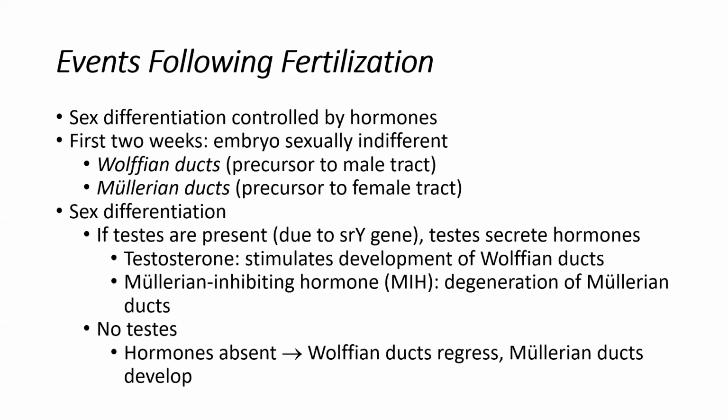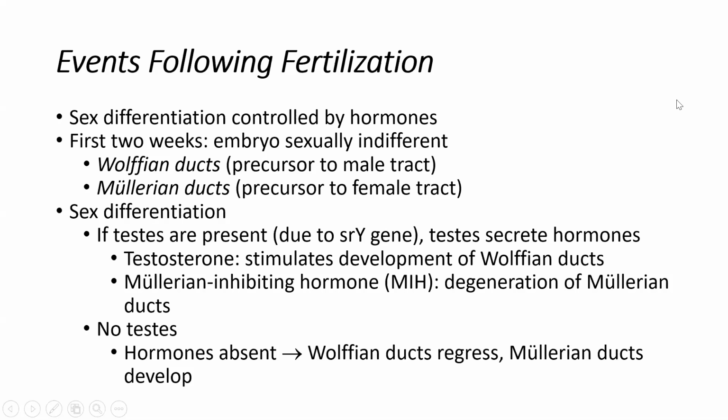So sex differentiation, again controlled by hormones, takes place after the first 2 weeks. From the time of fertilization up until the first 2 weeks, that embryo is pretty much sexually indifferent. It's neither male or female, but beyond 2 weeks, we start to get the sexual differentiation process taking place. There are two structures that are developed during that 2-week period. The Wolffian duct, which is the precursor to the male reproductive structures, and the Mullerian duct, which is the precursor to the female reproductive structures.